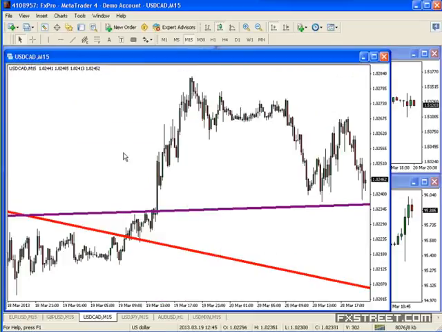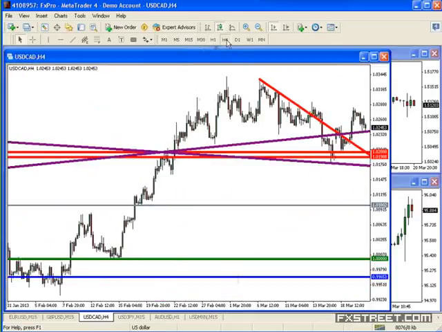Canadian dollar firming up for a change today. Oh, I was going to make a point about dollar yen.